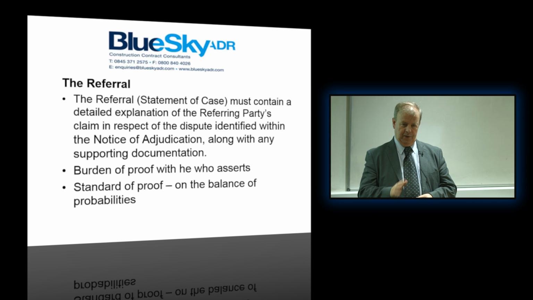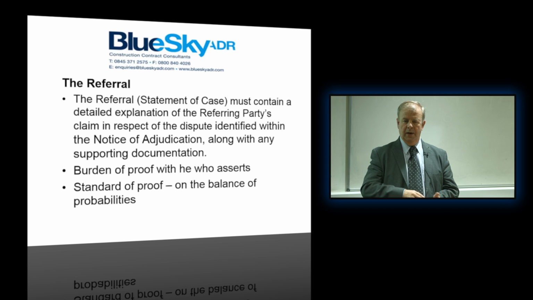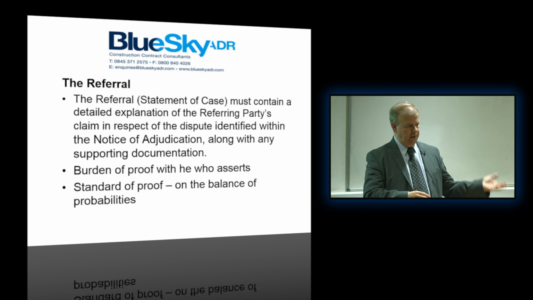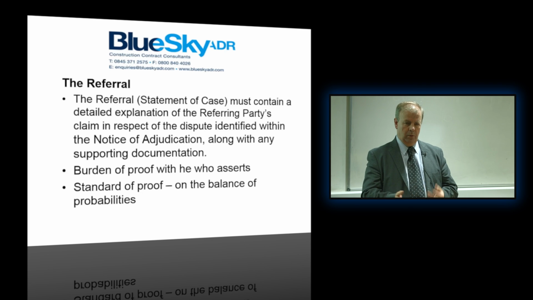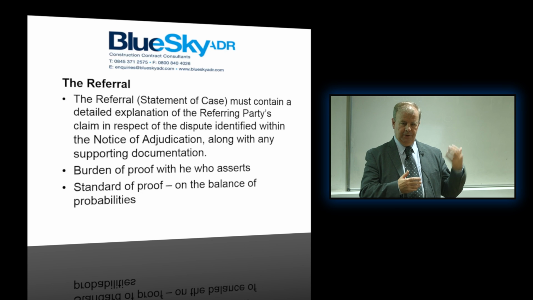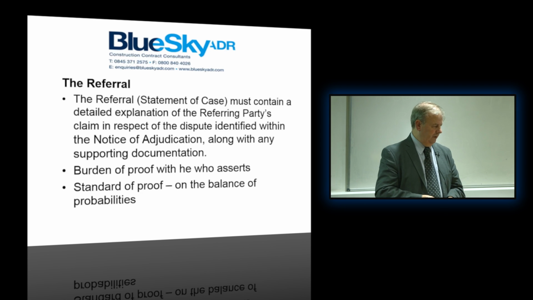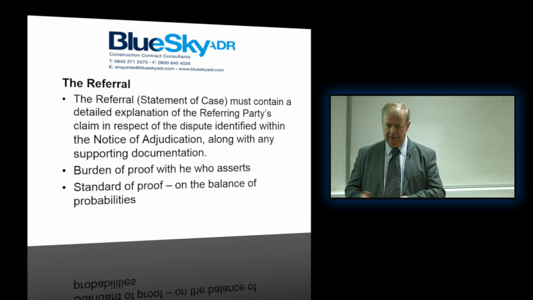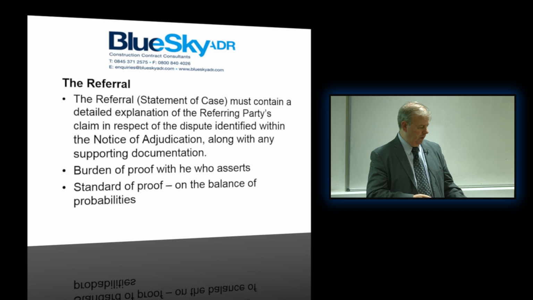And the standard of proof is also the balance of probabilities, which I think we spoke about before, on the basis that you're not trying to prove it beyond reasonable doubt, you're just trying to prove it on the balance of probabilities. So whenever you present a document, a referral for adjudication, these are the two fundamental things you have to have in your mind. Have I given enough evidence to the adjudicator to satisfy him that I've proved the case on the balance of probabilities? So you really have to keep that in mind as well.